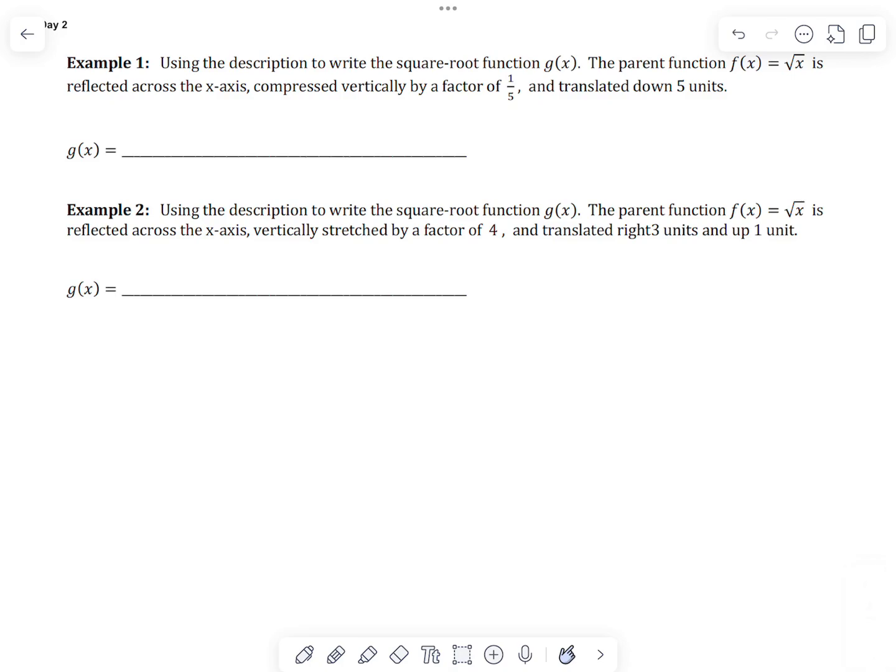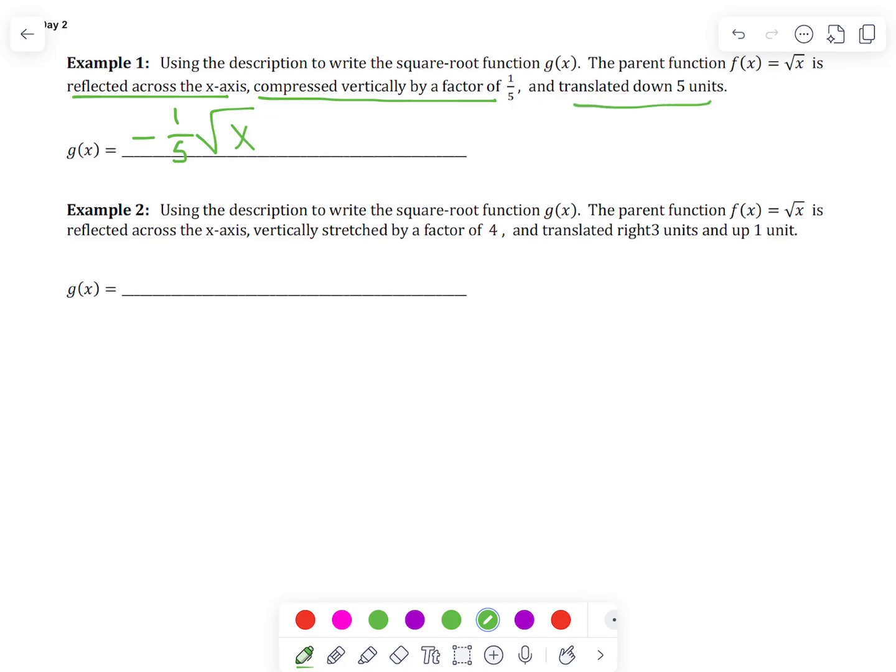Example 1, use the description to write the square root function g of x. The parent function is f of x equals the square root of x. So what we're going to do is reflect it across the x-axis, so we're going to have a negative in front of the square root. It's going to be compressed vertically by a factor of 1/5, so that's a multiplier, so that happens in front of the function. And then it's going to be translated down 5, so it's going to happen outside the function, that's our k, so minus 5.